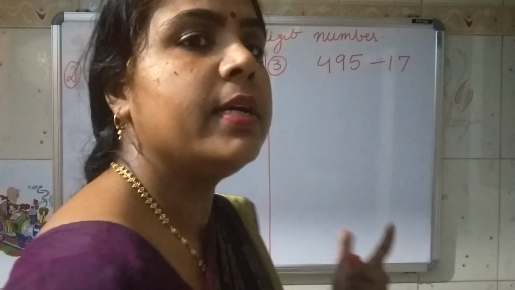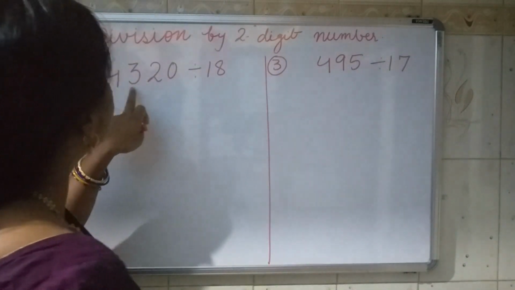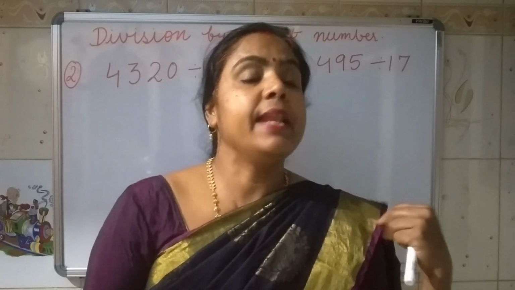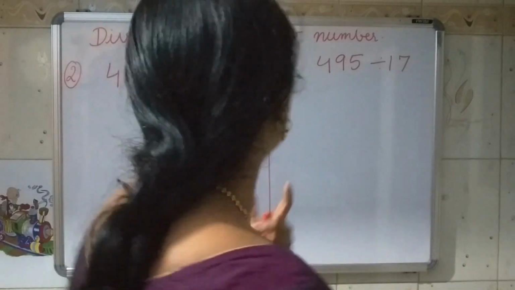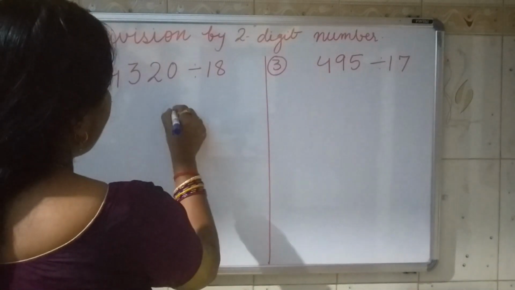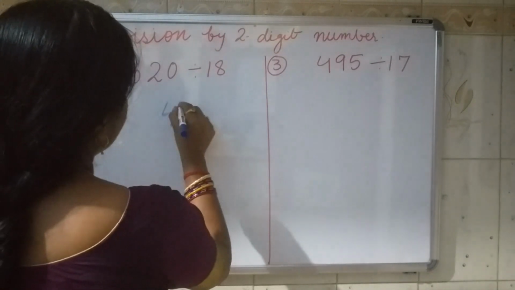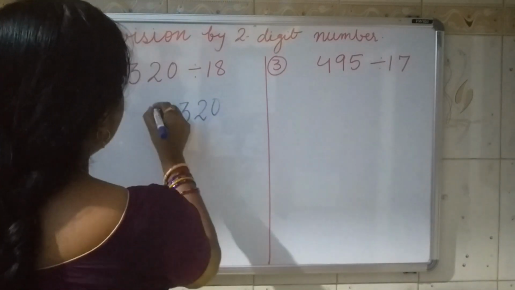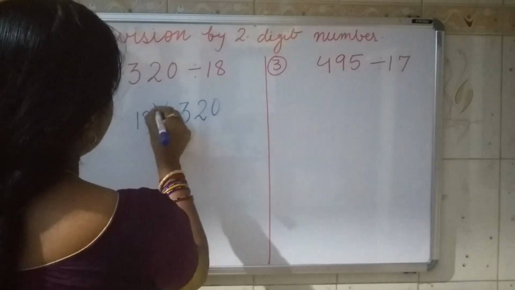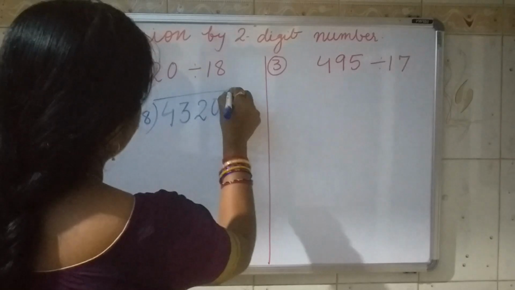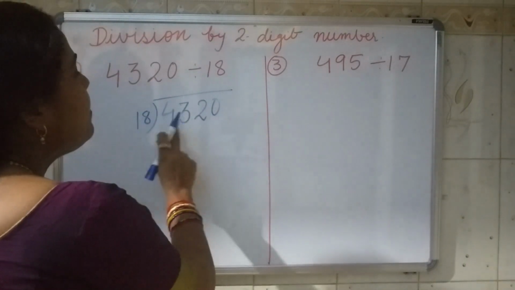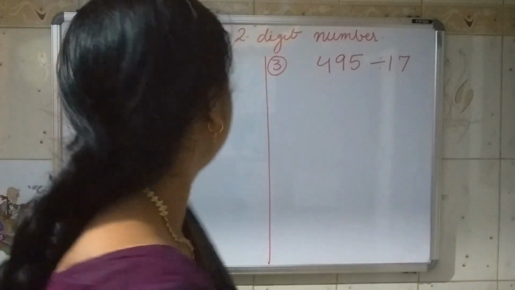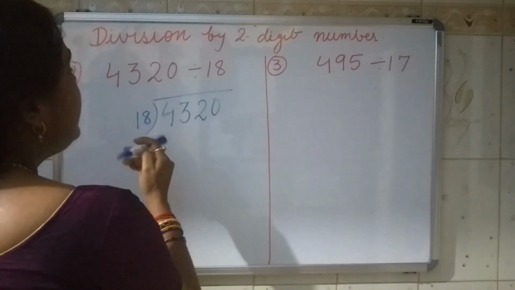Okay, now moving to the second question. 4320 divided by 18. I told you to learn the table till 20, and if you have learned it, you can usually do this question. So just move to this. 4320 divided by 18. Now we will read the table of 18 till we get a number either equal to or less than 43.